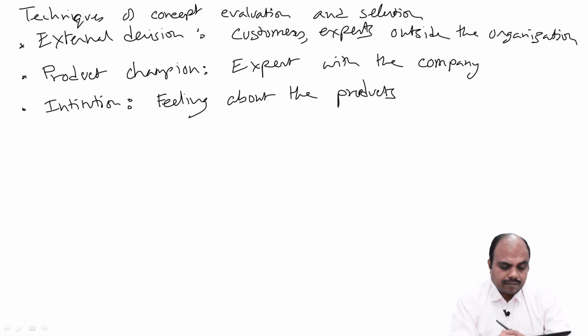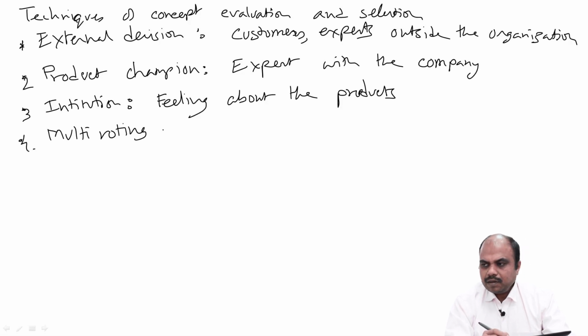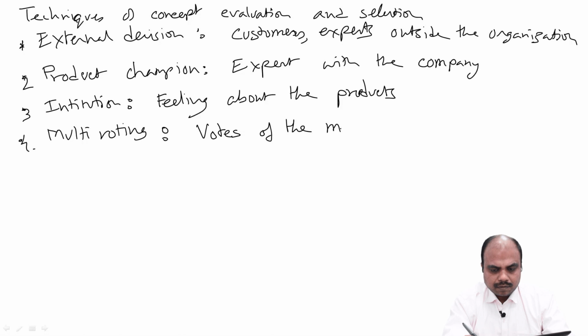Next is multi-voting. Here we can use votes of the members, and they are going to tell which product or designs they like, and whichever ideas get the maximum votes, that one will be selected.